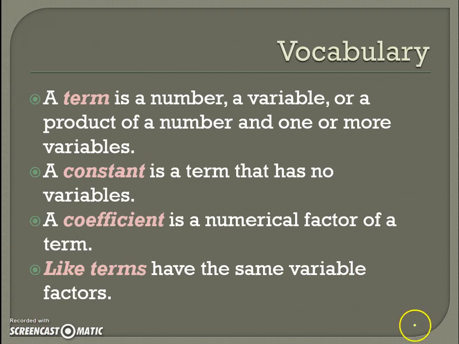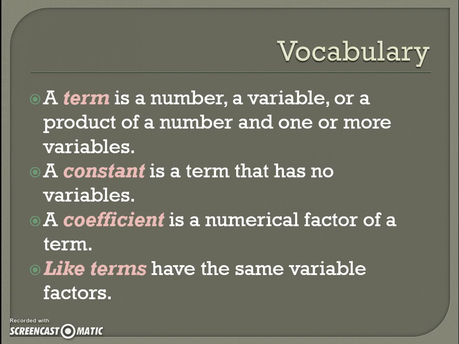All right, so here are some vocabulary terms. Pause and write these down. These are important because I use them all the time, and you need to start using them too. A term is a number, a variable, or a product of a number and one or more variables. In other words, there's no addition or subtraction or division within a term. A constant is a term that has no variables. In other words, it's just a number.